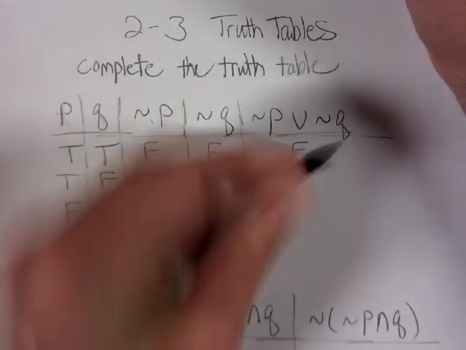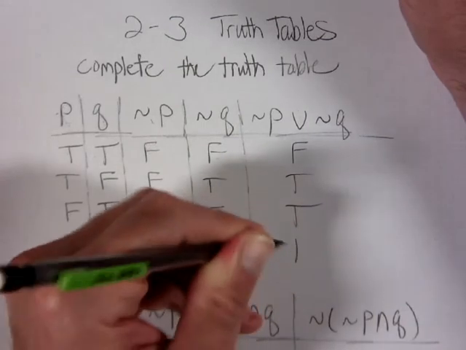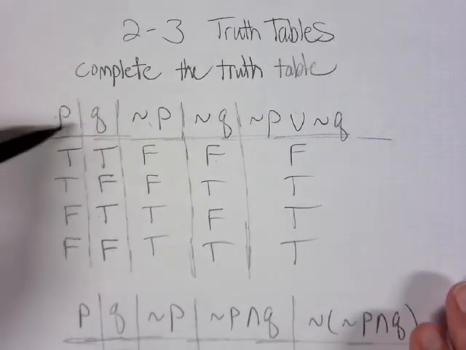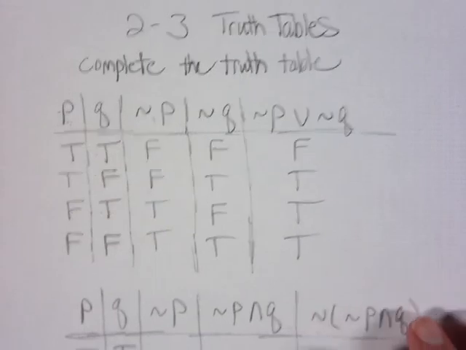And so false or false makes false. False or true makes true. True or false makes true. And both trues make true. And so now we've completed our truth table. All right? So like I say, it's just taking the first two columns and using those to fill out the rest of the columns that follow.